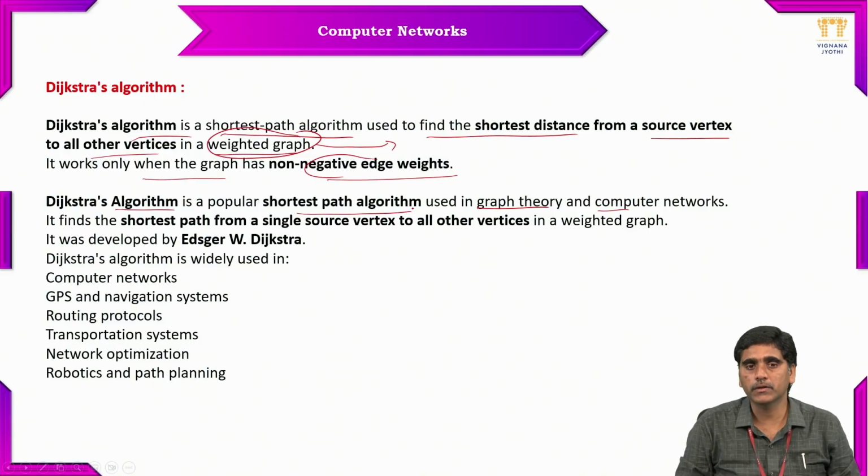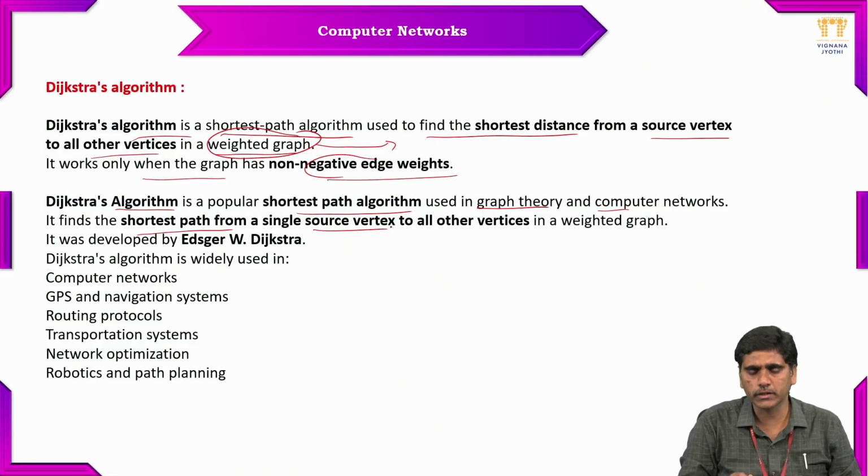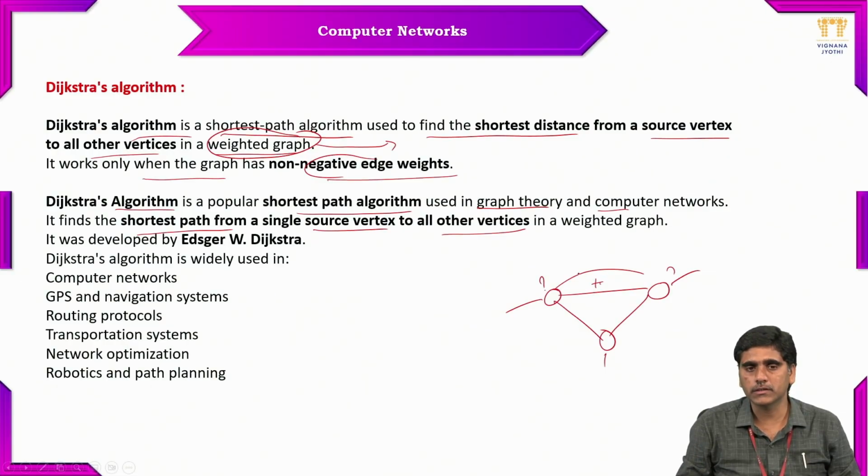It is a popular shortest path algorithm used in graph theory and computer networks. It finds the shortest path from a single source vertex to all other vertices. If you see these vertices, from each and every vertex to another vertex we can find the distance. Even though many distances exist, out of all the distances it finds the smallest distance. This weighted graph contains the weights, vertices and the distance between each and every vertex.